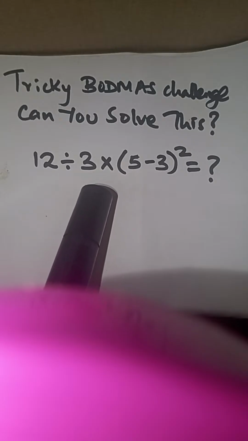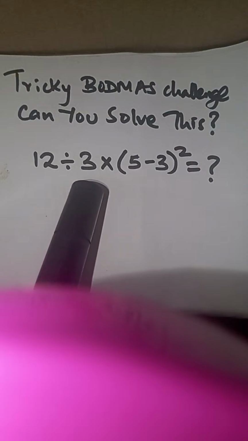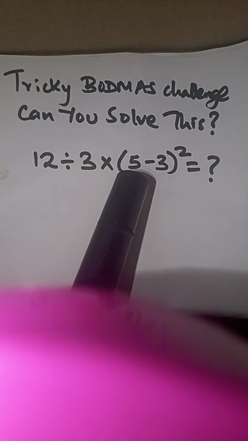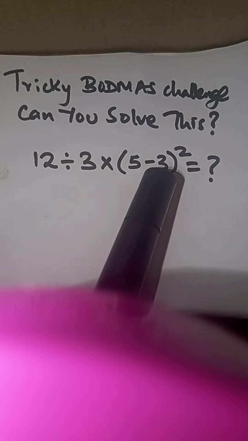So who else is getting a different opinion of 12 divided by 3 multiplied by the bracket 5 minus 3 to the squared?